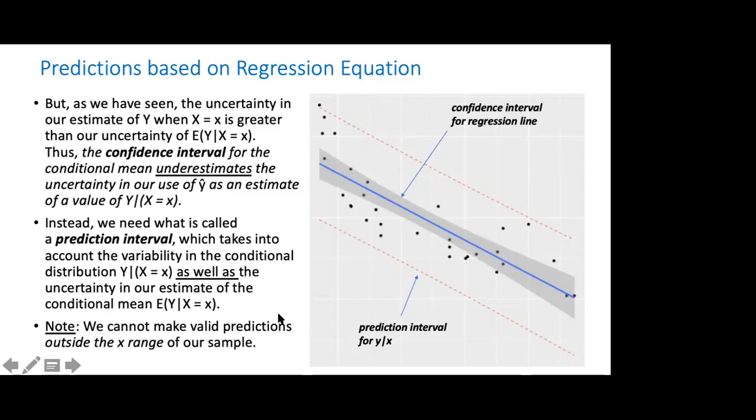All right. So I just wanted to remind you that it is very difficult to make valid predictions outside the X range in the sample. So just keep that in mind. As soon as we try to make predictions outside of our X range, our estimation or prediction error gets so large that these predictions are meaningless. So our predictions are only valid for the X range that we have in our sample.